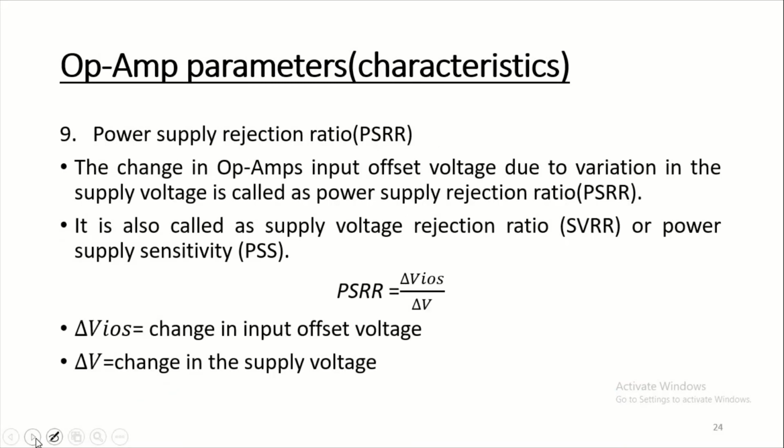The ninth one is power supply rejection ratio. The change in the op-amp's input offset voltage VIOS due to the variation in the supply voltage is called the power supply rejection ratio. It is also called supply voltage rejection ratio, meaning SVRR, or power supply sensitivity, meaning PSS. Mathematically it can be written as PSRR is equal to delta VIOS divided by delta V, where delta VIOS is the change in input offset voltage and delta V is the change in supply voltage.